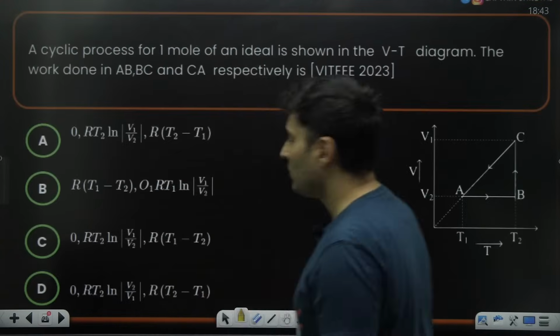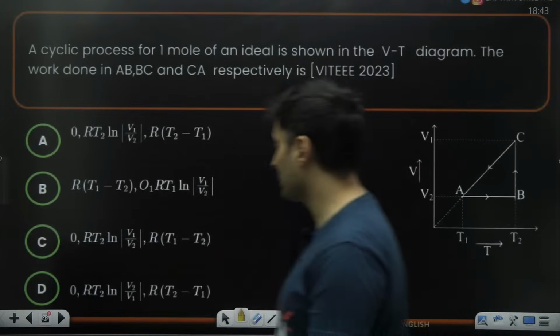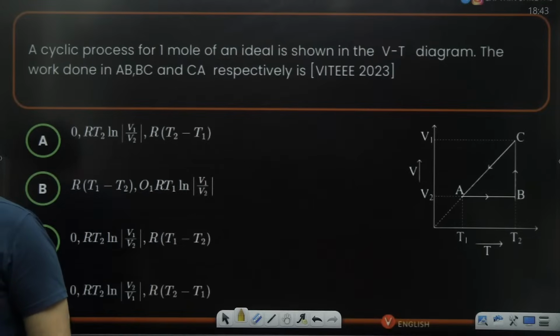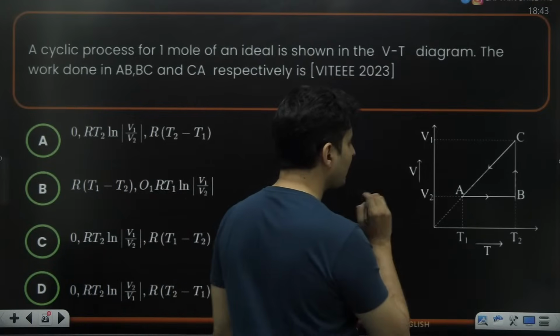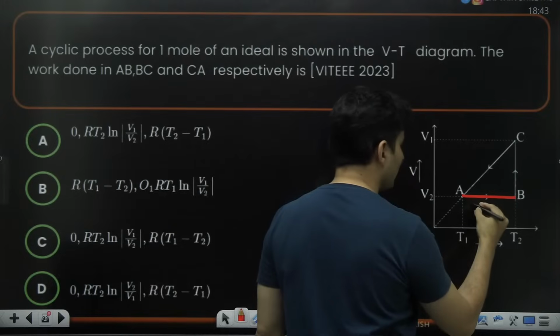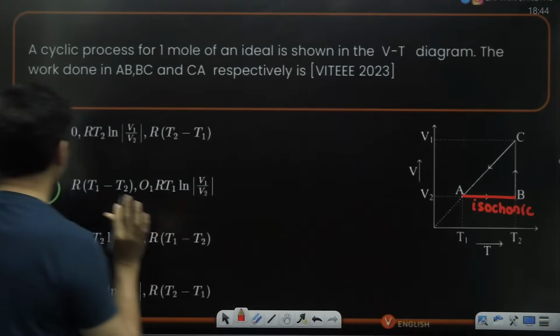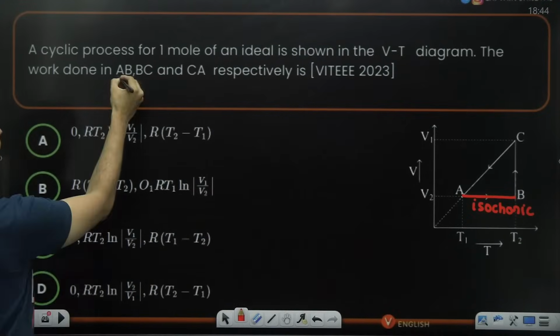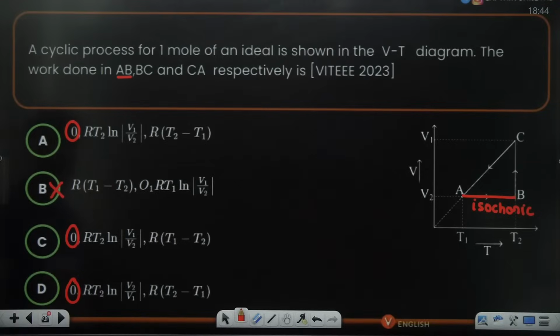Thermodynamic process related. My dear students, the question says the cyclic process for 1 mole of ideal gas is shown. Volume temperature diagram is given. The work done in AB, BC, CA. My God, all the things they have asked. In all the three processes, what is the work done? I feel there is one process which can give me the answer easily, and that is AB. For AB process, it is isochoric, and in isochoric process, the work done is always 0. So A to B is the first line. So 0, 0 and 0. So B option is definitely not going to be correct. Is this absolutely clear?